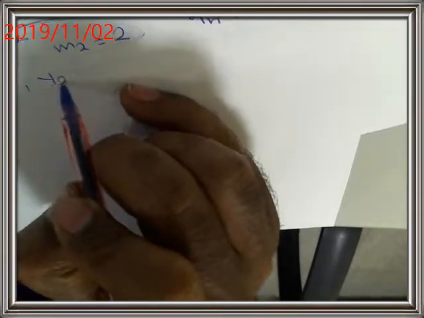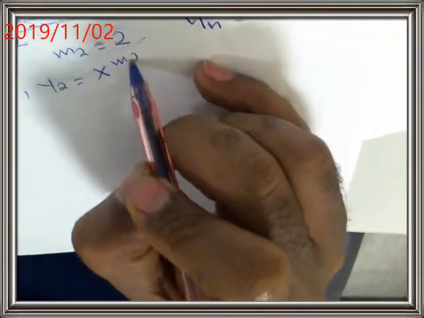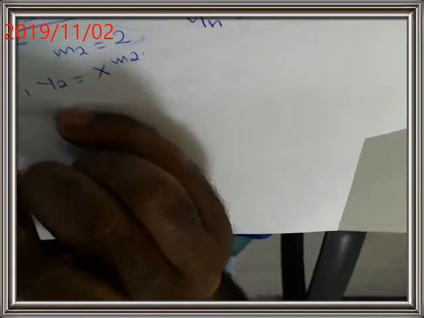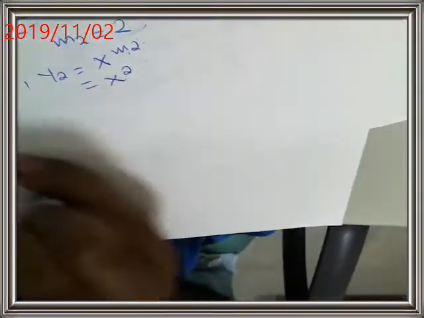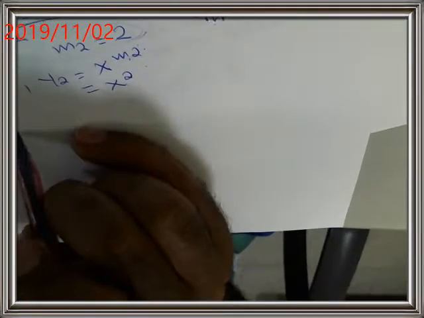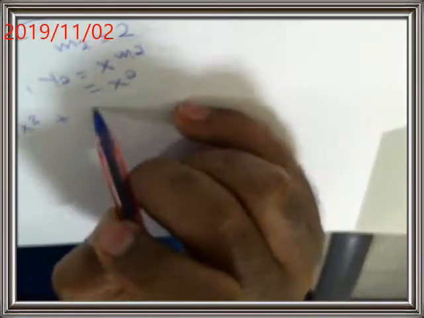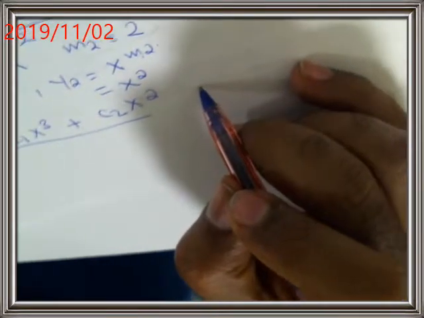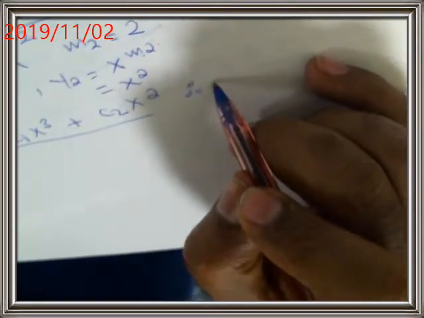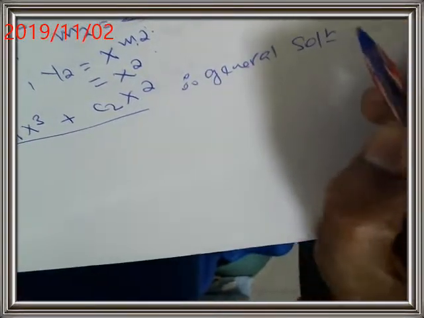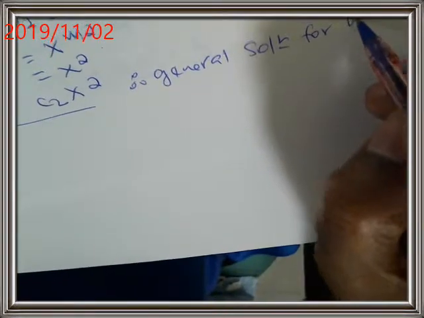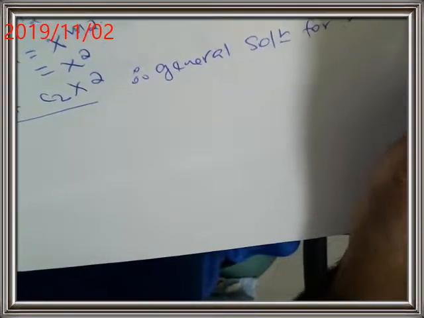But Y1 is x to the power of m1 and Y2 is x to the power of m2. That means x to the power of m1 is x to the power of 3 and x to the power of m2 is x to the power of 2. So Y homogeneous becomes C1 x cubed plus C2 x squared. Therefore this is the general solution for the homogeneous part.